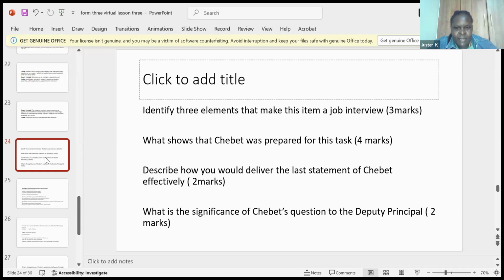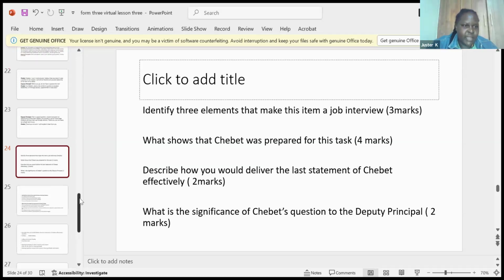Identify 3 elements that make this item a job interview. Please write the question somewhere. When you read it, what makes you feel that this is a job interview? Then, what shows that Chebet was prepared for this task? Write that down. Then I will take you back to the conversation and give you 2 minutes to look for the answers to those 2 questions. Then we will go through the answers and you can mark for yourself. It is good you also engage your brain here.